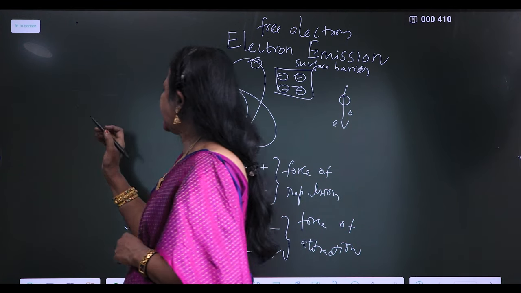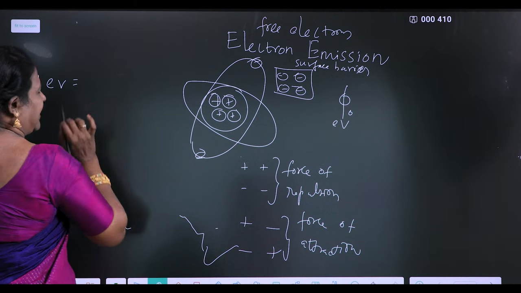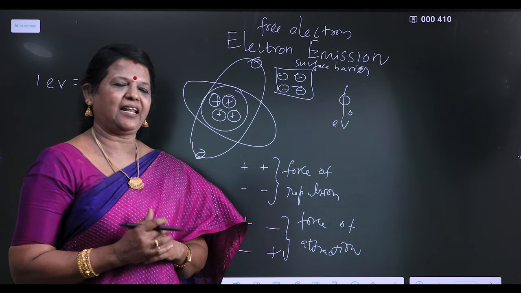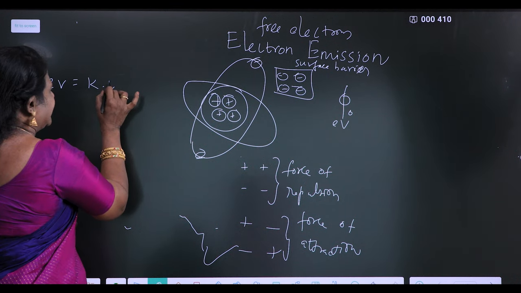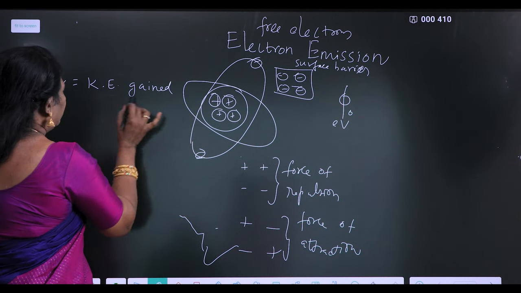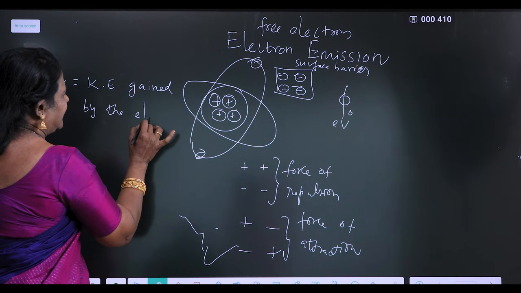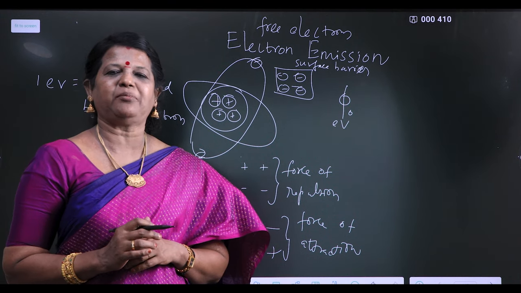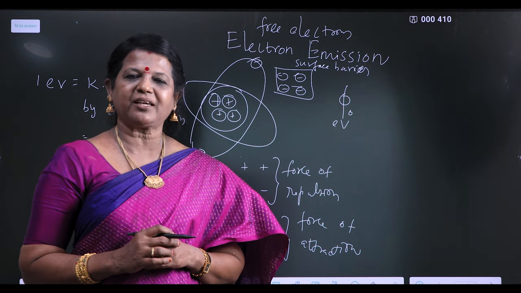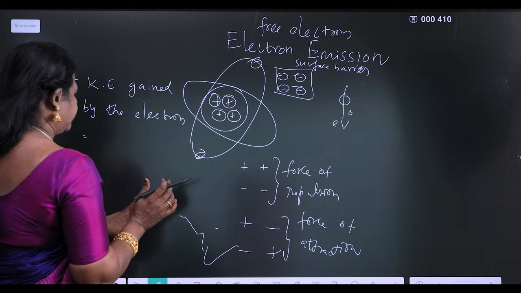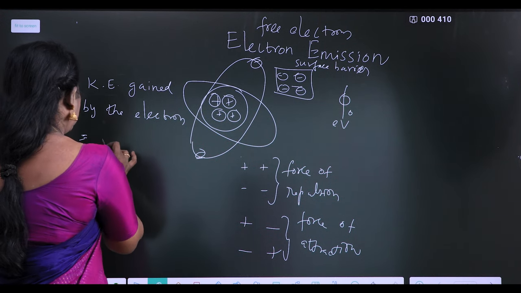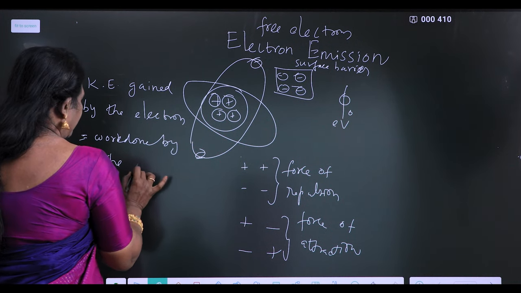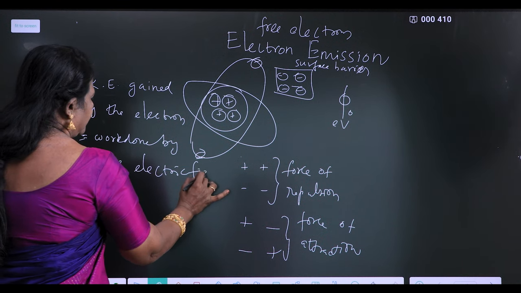So, 1 electron volt is equal to the kinetic energy gained by the electron, which is equivalent to the work done by the electric field.